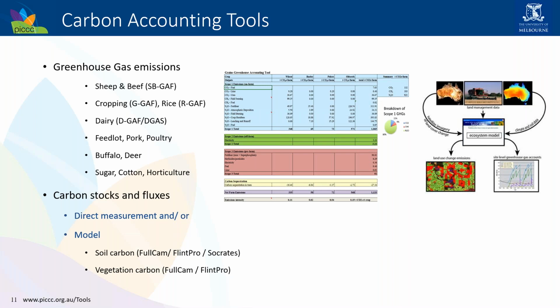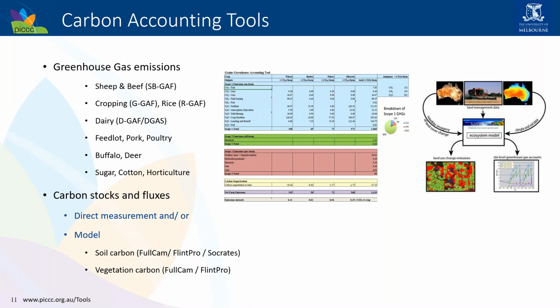The SBGAF tool has a very simplified version in terms of its carbon sequestration capacity, because it's only spreadsheet based and FullCam is a very complicated model. It doesn't have all of FullCam in it. It has a certain number of runs of FullCam on different soil types for different regions, and they're summarized as what we call a lookup table. So the carbon stock accounting within the GAF tools is limited, but it can give an indication at least.